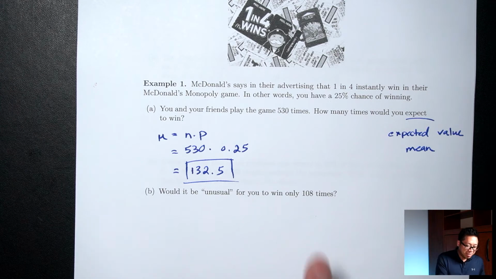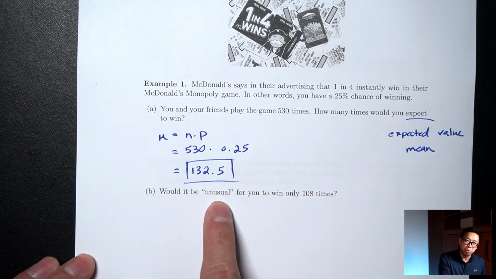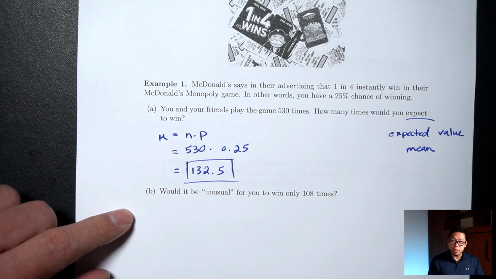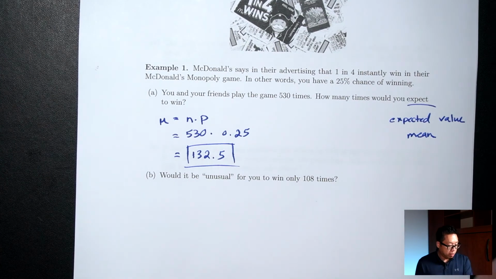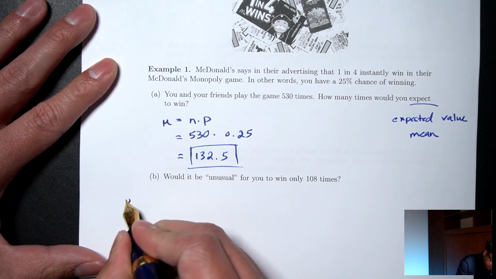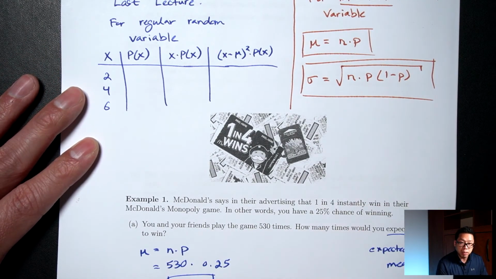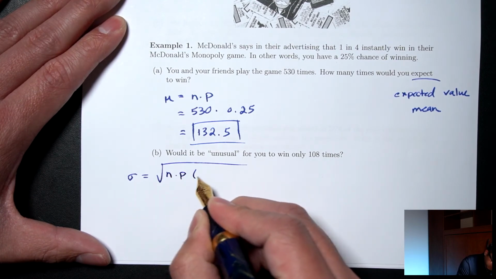Is it really normal? Or is winning only 108 times unusual? We know how to determine whether something is unusual or not unusual. That involves finding the mean and the standard deviation and then making the empirical rule picture. So let's do that in this situation. We have the mean already. We'll need the standard deviation. The formula for standard deviation is the square root of n times p times 1 minus p.